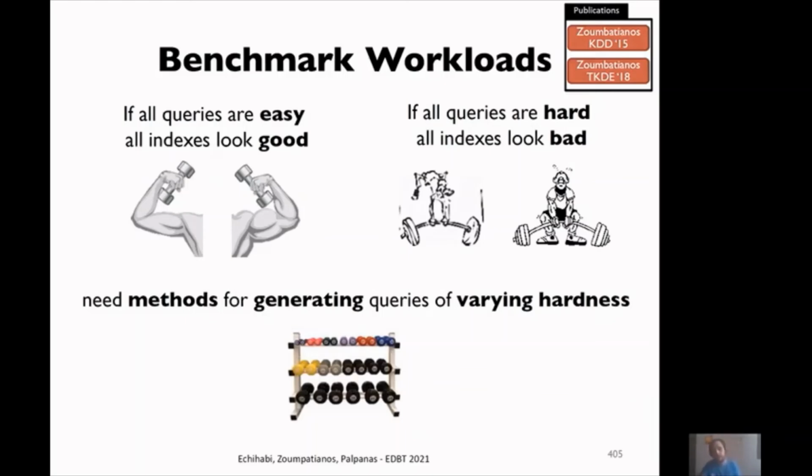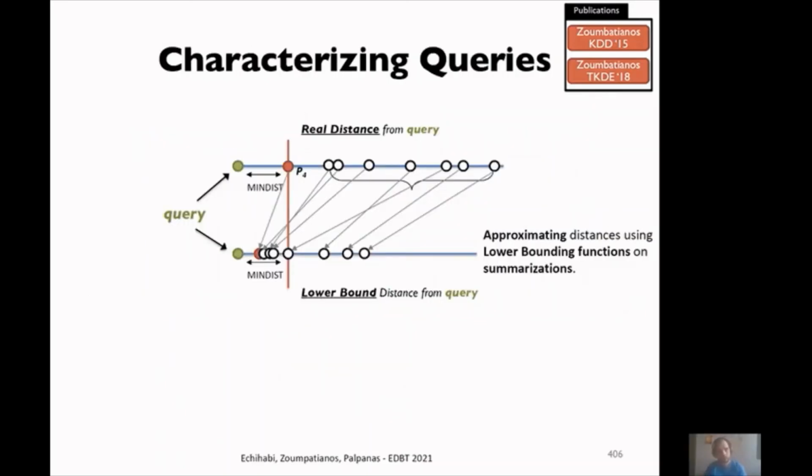Well, on the other hand, if all queries are hard, all indexes look bad. Now, what we actually need is methods for generating queries of varying hardness. The way that the indexes for time series work is that you give them an example of a time series, and then they give you the time series that look most similar to this example.